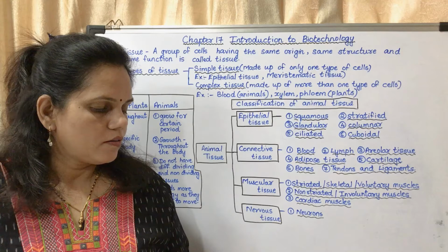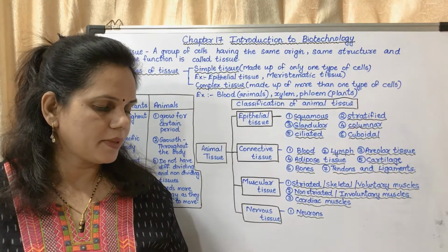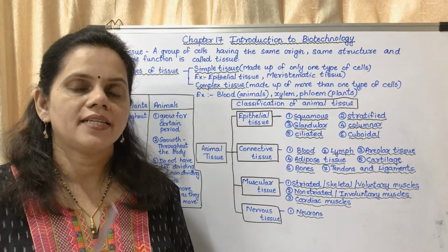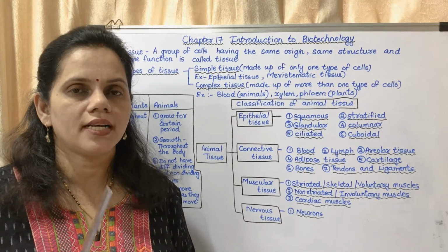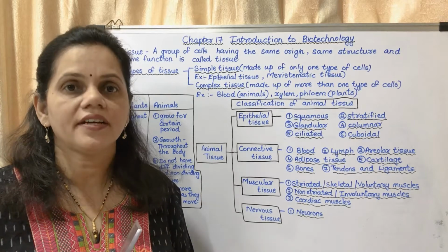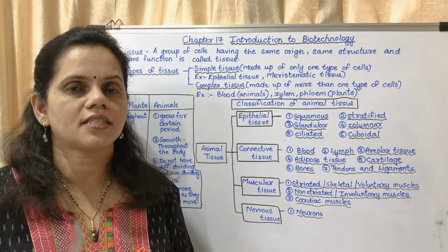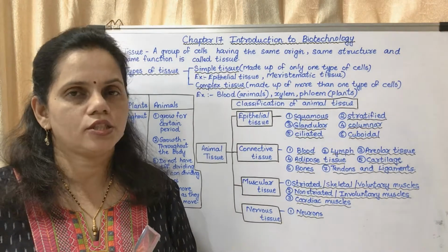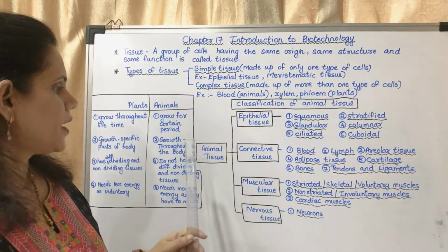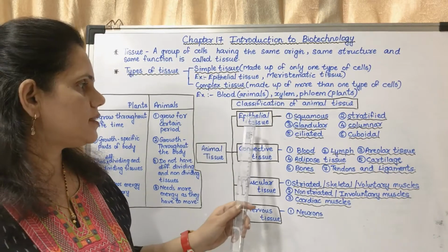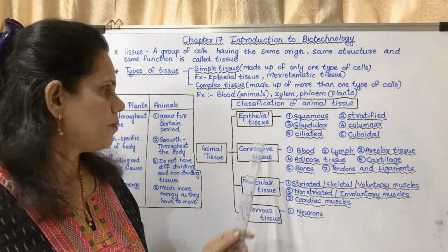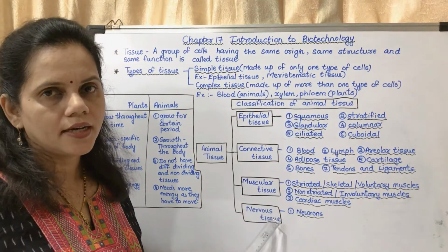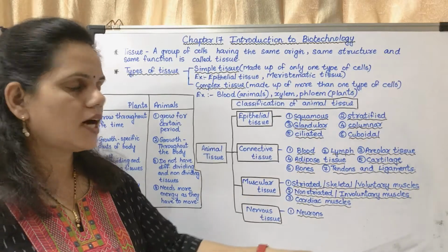Now, there are 4 main types of animal tissues. In our body, there are different types of tissues. Basically, more or less all animals have these types of tissues. The structure of the cells might be different, but for the same organisms, all the tissues are the same. For example, animal tissue is divided into 4 types: epithelial tissue, connective tissue, muscular tissue and nervous tissue. You may draw this chart in your notebook.